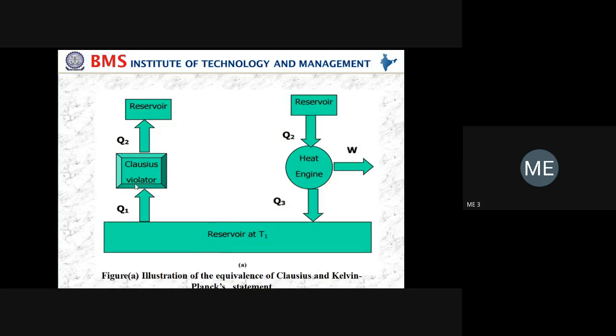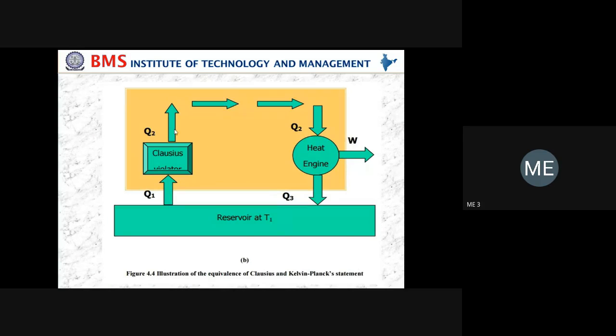Already we proved it violates the Clausius statement because there is no work input at all. Once again, in the second diagram, we are going to eliminate the reservoir, because whatever amount of heat Q2 from this heat pump is directly fed into the heat engine. You see this diagram. According to the statement, whenever the heat engine is there, we should have minimum two reservoirs.